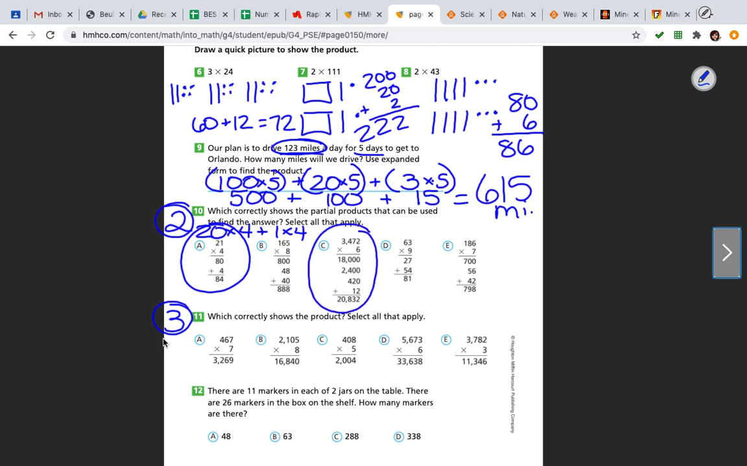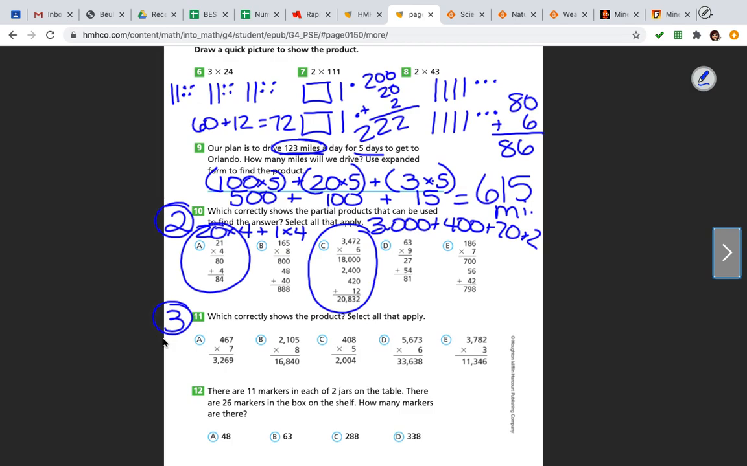If we did expanded form, you would have said 6 times 3,000 is 18,000. 6 times 400 is 2,400. 6 times 70 is 420, and 6 times 2 is 12. Okay, so if you broke it apart into partial products, you would have broken it apart as 3,000 plus 400 plus 70 plus 2, and multiply each one of those by 6.